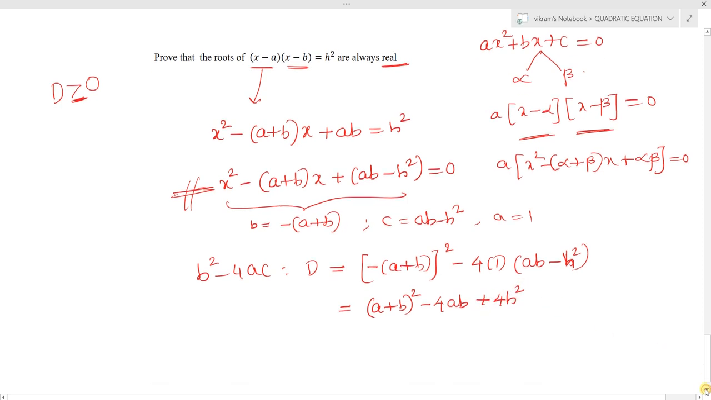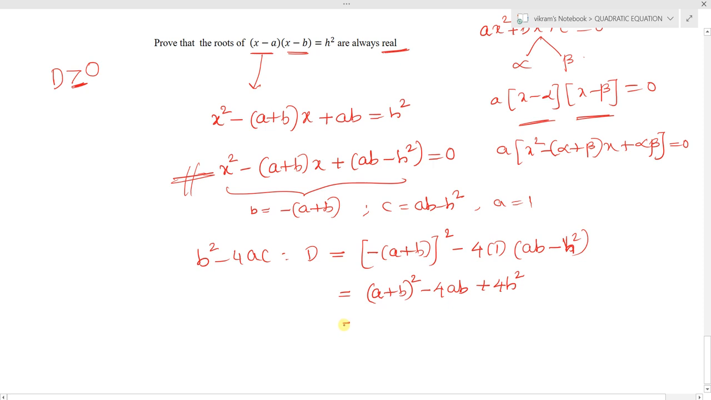Plus 4h square. Then we can write a plus b whole square as a square plus b square plus 2ab, and we obtain minus 4ab, that means minus 2ab. Then we can write this total condition as a minus b whole square plus 4h square, and 4h square can be written as 2h whole square. Now check for this condition what it is.